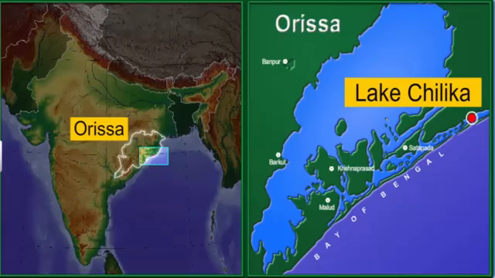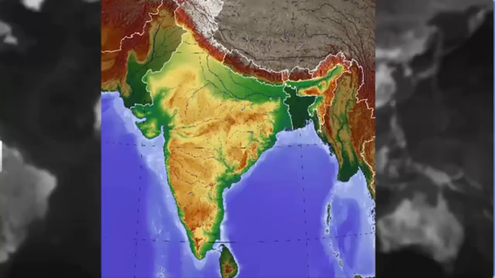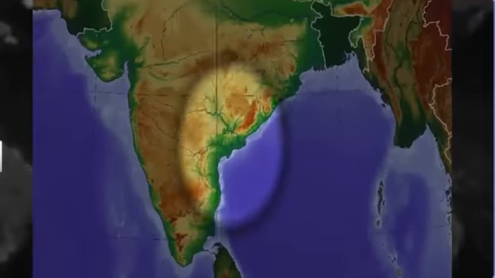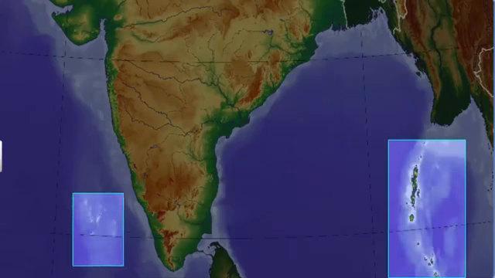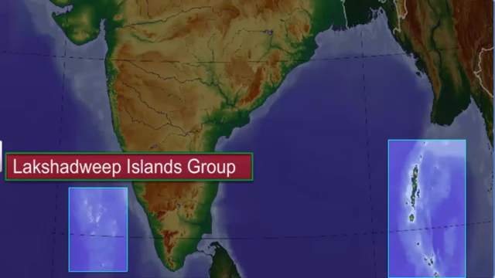So far, we've covered all the physical features on the mainland of India. Moving off the mainland, the country also consists of two groups of islands or archipelagos: the Lakshadweep Islands group and the Andaman and Nicobar Islands.